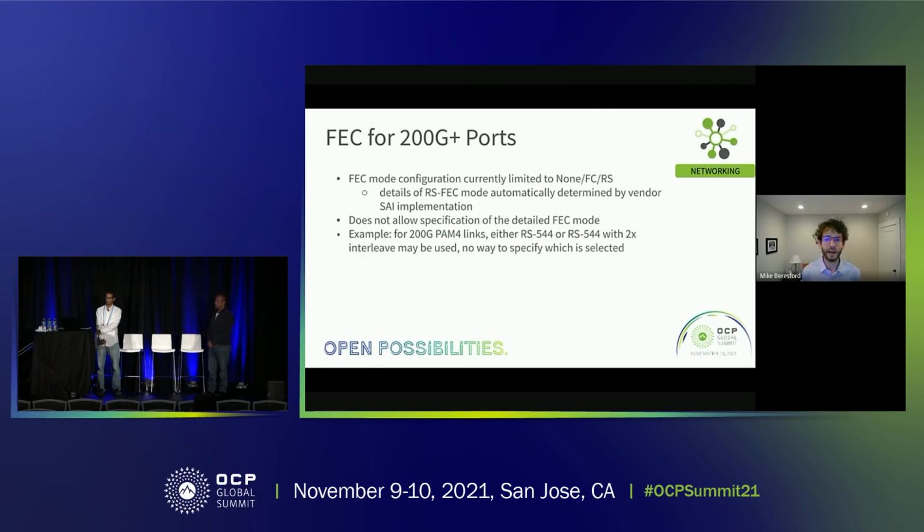So fire code and disabled are relatively unambiguous. You can have it disabled, you can set fire code, there's no configurations for it. But there are multiple variations of Reed Solomon FEC that may be configured based on the configured port speed. And there may be multiple variations even allowed at the same port speed. The vendor SAI implementation would be required to select the correct configuration automatically with no control available to the NOS. So just set RSFEC and it would select the appropriate Reed Solomon FEC configuration.